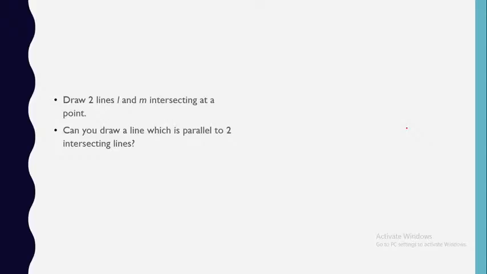Now, draw two lines, L and M, intersecting at a point. So, you have to draw two lines. This is one line. Okay, I'll name it as L. And we have to draw another line which is intersecting this line. So, let me draw this line. This is my M.